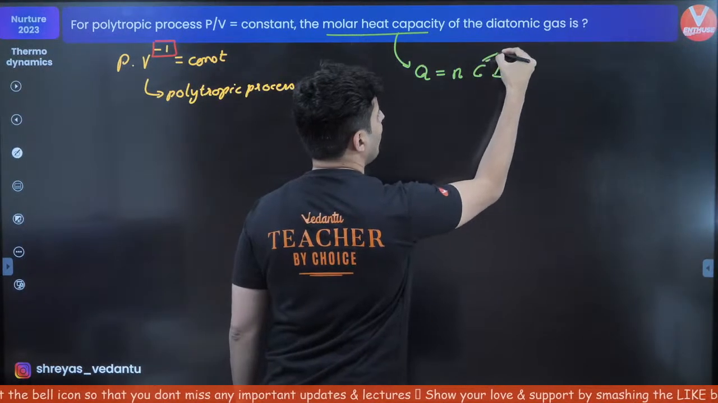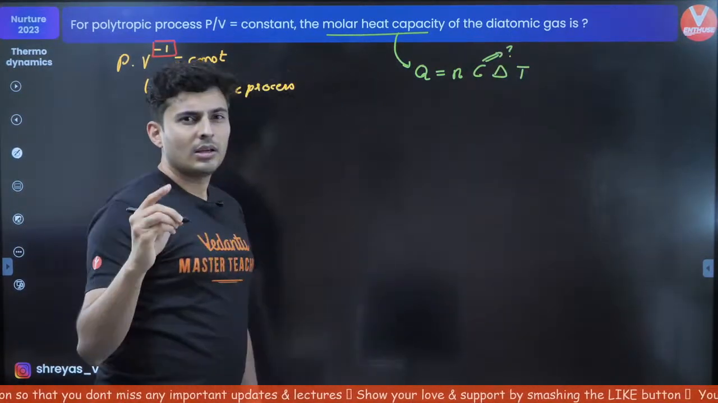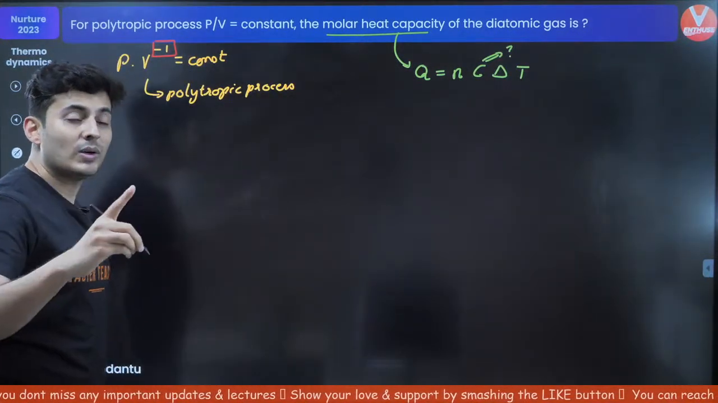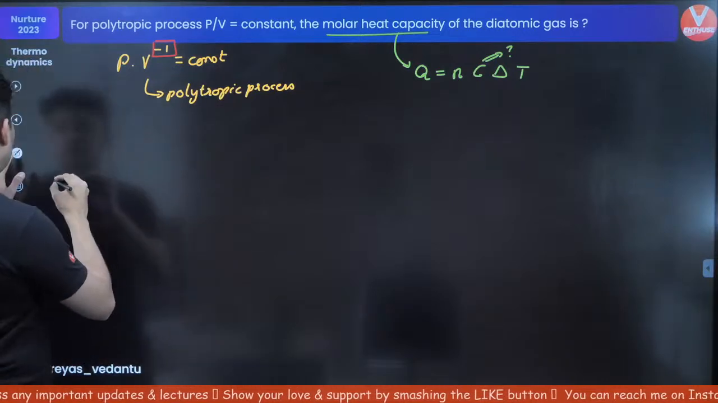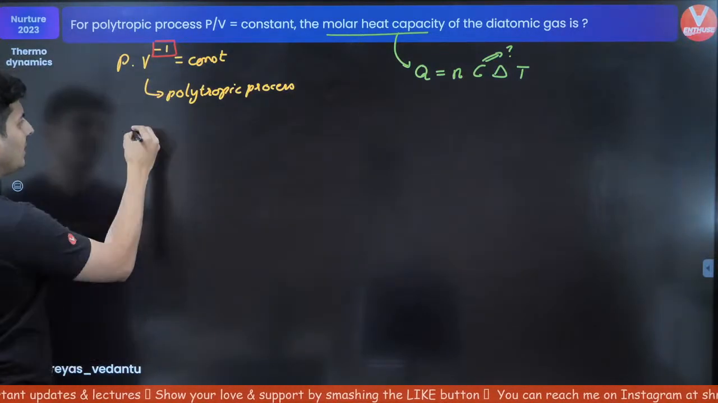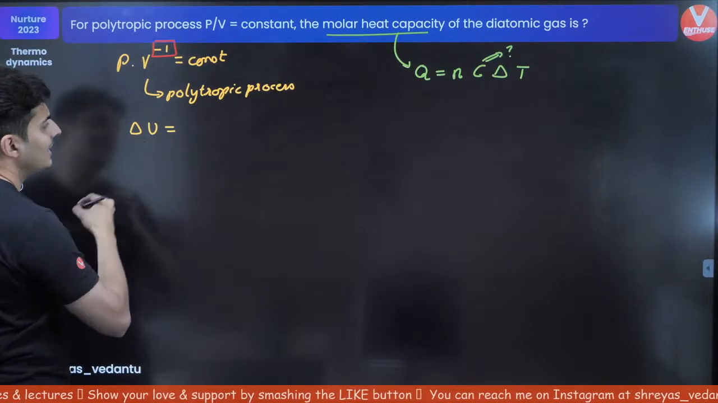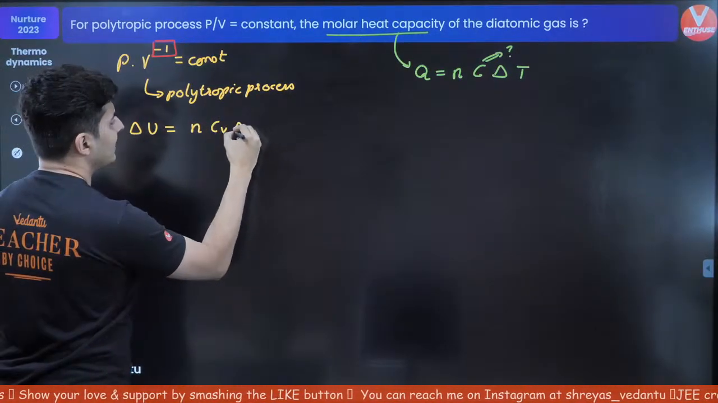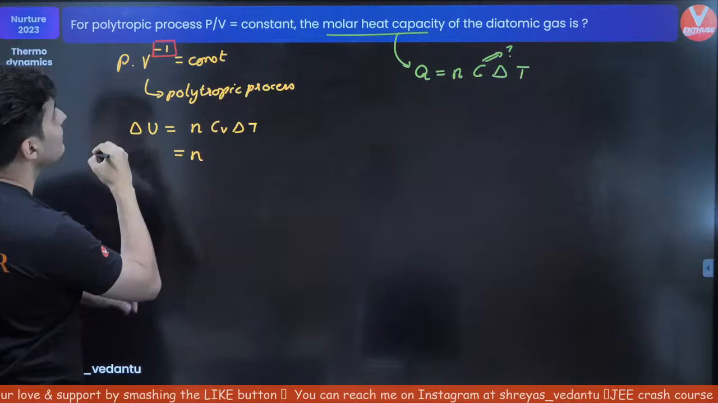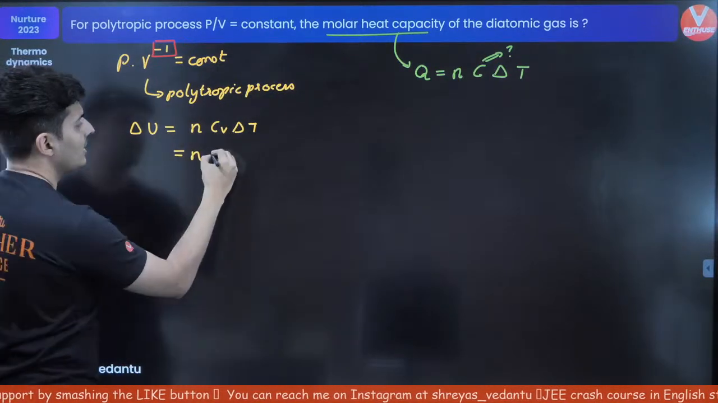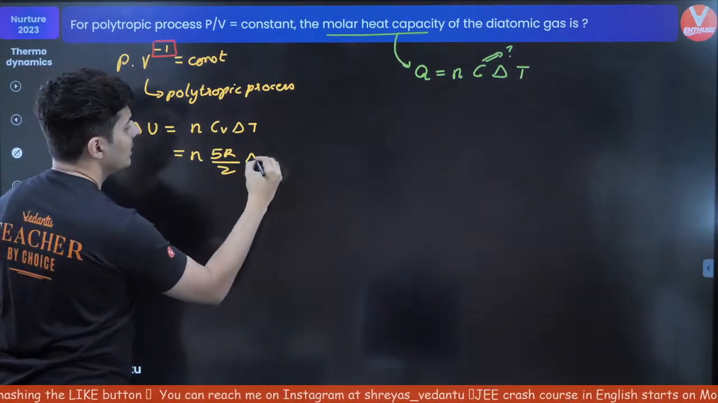I have been asked how much is this C. Remember, Q by first law is delta U plus work. So let's find delta U as well as work, and then I'll get the next things. Delta U is always nCv delta T, standard formula. Cv for diatomic means 5R by 2 delta T.